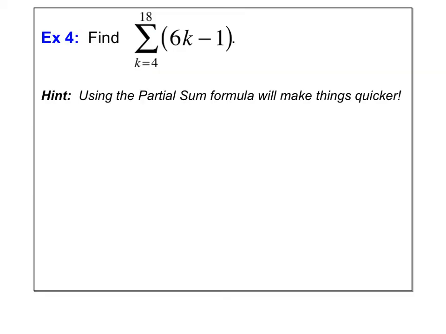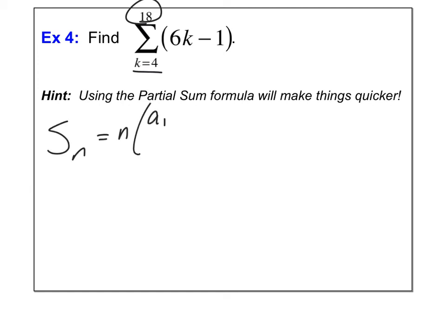So here is an example. We want to find the sum of 6k minus 1. That's the equation for this particular sequence, beginning when k equals 4, and we're going to end when k equals 18. So we're going to be using the partial sum formula because it'll make things go quicker. If we start at 4 and end at 18, that's a lot of numbers to plug in. Particularly, it's 15 to be exact. So instead of plugging in 15 values and adding up all of those values, we could still use this equation.